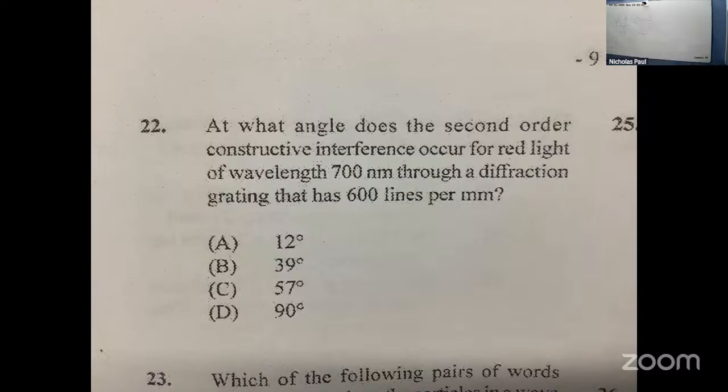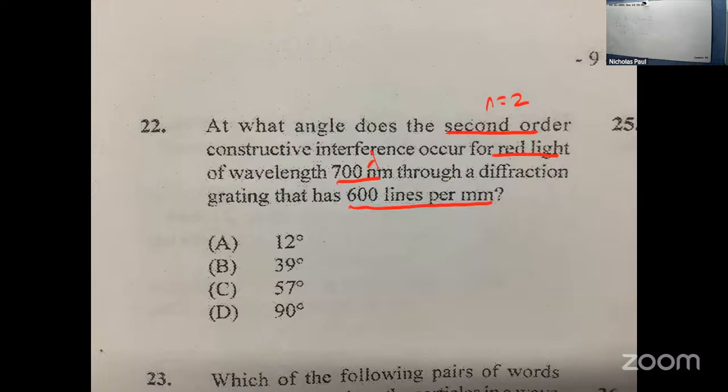All right, so let me see how we do this, right? At what angle does the second order, that means n is 2, constructive interference occur for red light? They give you the wavelength and they give you the number of lines per millimeter. So what do we have to do to find a? Multiply that with 1 over 600.